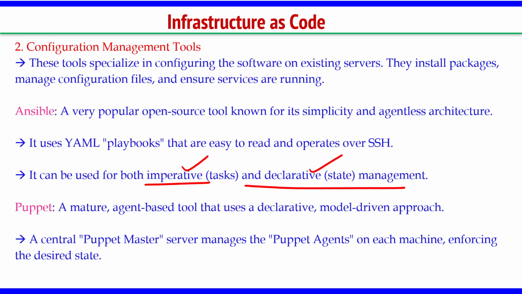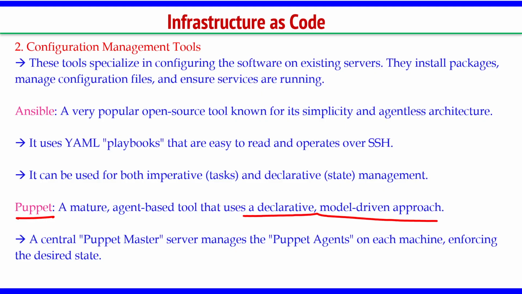Okay, then the next tool is Puppet, again one of the very popular tools. It is used as a declarative model driven approach. It's also a declarative tool. A central Puppet master server manages the Puppet agents on each machine, enforcing the desired state. So this is also one of the configuration management tools for IaC.